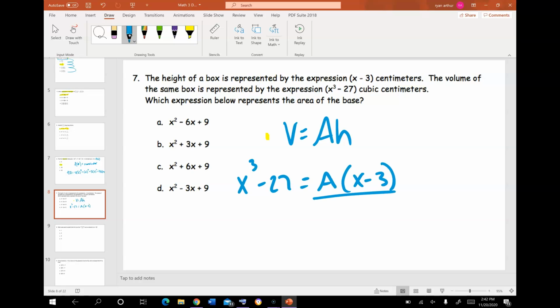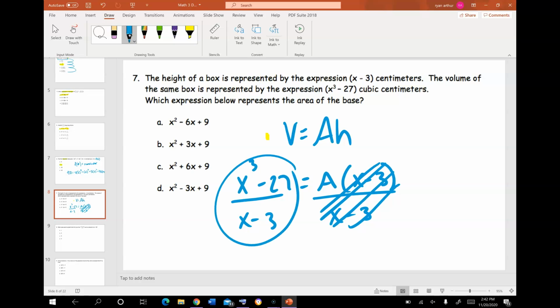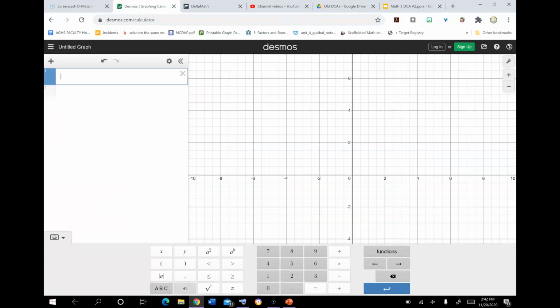So to find my area, I would divide by the x minus 3, and whatever that reduces down to gives me the area. Well, didn't we just do these problems? That was horrible English, but you get what I'm saying. That this is going to reduce down to one of these answers, right? So guess what? The graphs are the same. So we're going to go to Desmos again. We're going to see which one's equivalent.